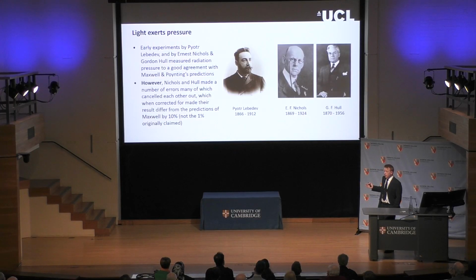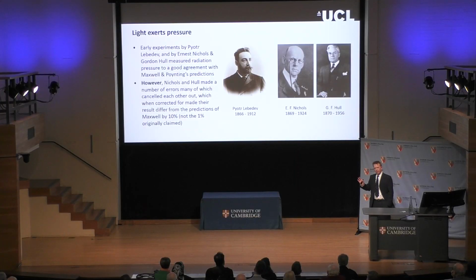Nichols and Hull, in particular, measured the magnitude of radiation pressure and obtained a result that agreed with Maxwell's prediction to better than 1%, which sounds too good to be true. As it later turned out, it was perhaps too good to be true. They made a number of errors, taking a wrong value for a heat capacity, taking logs to base 10 instead of base e, and so on. Several of these happened to cancel out, and they ended up with a very good result, which presumably they didn't question because it was so close to what they expected.